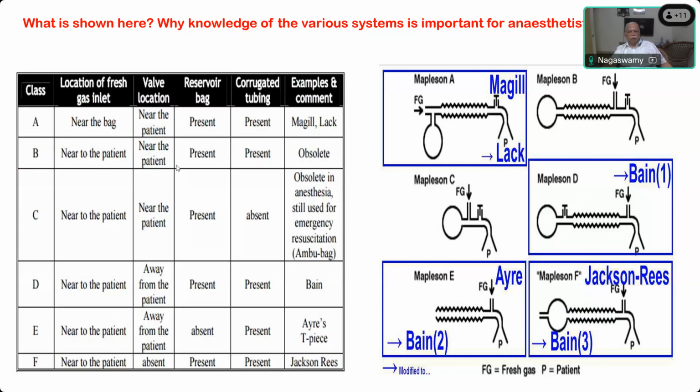Similarly, if you see the B classification, it has a little bit of change here: the fresh gas flow and APL valve both are very close to the patient, and there is a reservoir bag and corrugated tube, but this is not commonly used anymore. And in C also, he changed the position. The only difference is there is no corrugated tube here, just the length of the tube. Examiners may ask you, it mimics the Ambu bag because there is no corrugated rubber tube. The equivalent of Mapleson C is the modern Ambu bag which we are using. And Mapleson D is the Bain circuit, and E of course is the Ayre's T-piece, and F is Jackson Rees's modification which we discussed. So these are all the points that you have to know with regard to this.